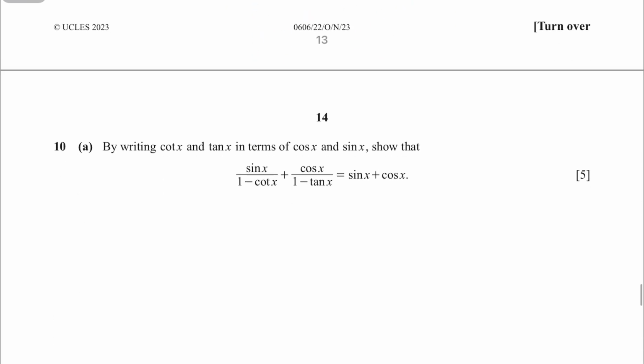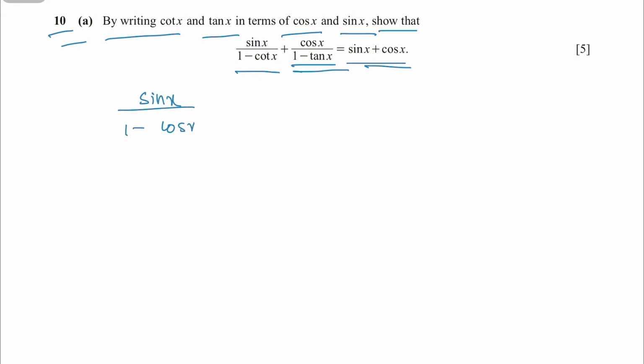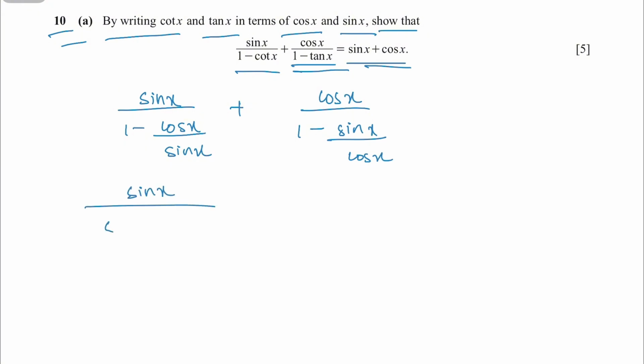Now moving on to our last question, I guess, that is question 10. By writing cot x and tan x in terms of cos x and sin x, show that sin x over 1 minus cot x plus cos x over 1 minus tan x equals this. So this would be sin x over 1 minus cos x over sin x plus cos x over 1 minus sin x over cos x. So this would finally look like sin x divided by sin x minus cos x.